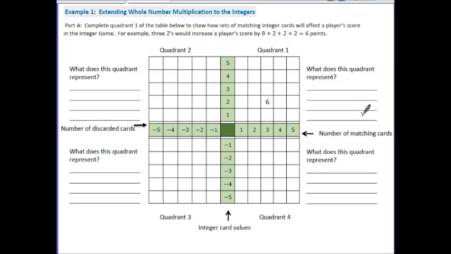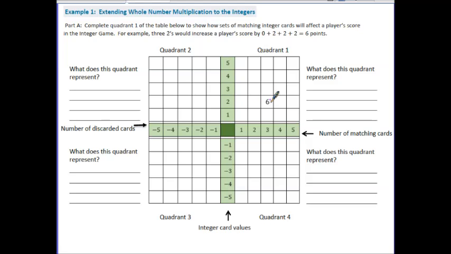Let's start by taking a look at example 1. They want us to complete the quadrants here, and notice that the different axes represent your integer game. Here we have the number of matching cards that you're going to pick up, and this is the number of matching cards that you're going to discard. These are positive cards you pick up, and these are negative cards that you pick up. If I pick up 3 cards of 2s, so 2 and 2 and 2, that would have a value of 6.